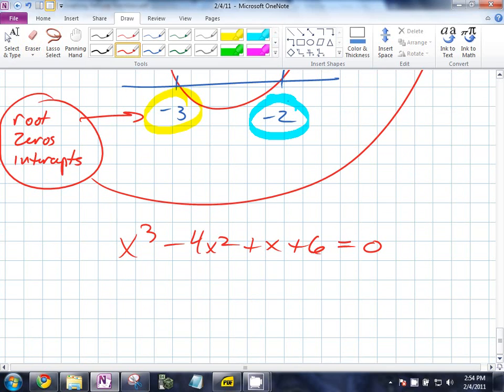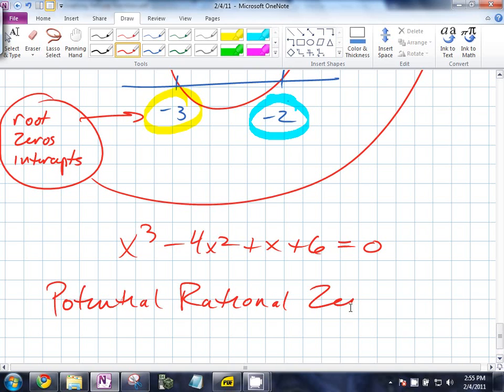We use something called the potential rational zeros, this was in the video. We find potential rational zeros. These are, simply put, potential rational zeros. If this cubic has rational zeros, they will be in this list. Are you guaranteed to have rational zeros? No. You could have 0, 1, 2, or 3 of them. If there are any rational zeros, they will be in this list.